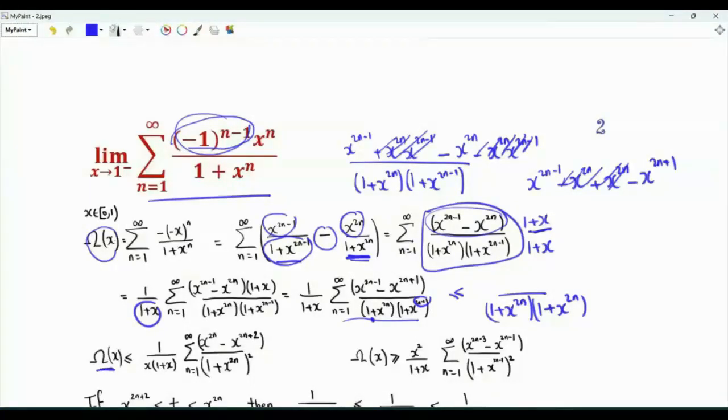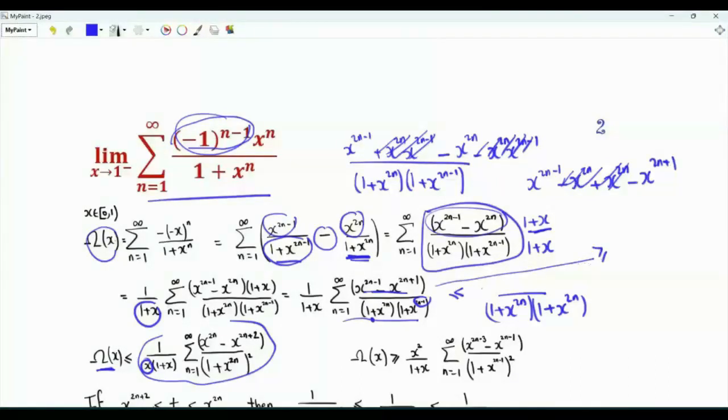We get an upper bound on omega of x. Moreover, we multiply the numerator and denominator by x. Here is x downstairs. When x is multiplied by this bracket, we get x to the 2n minus x to the 2n plus 2. This is the upper bound on omega of x.